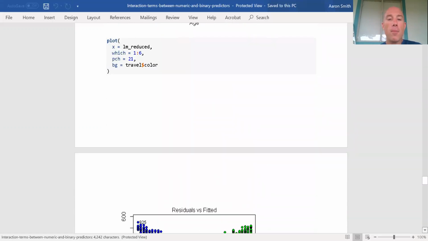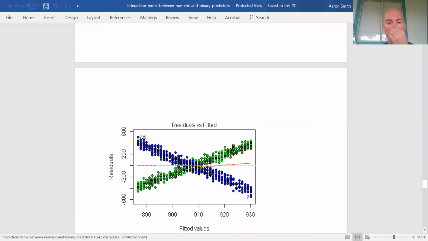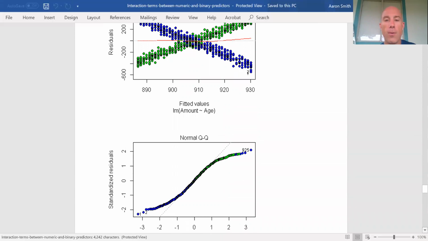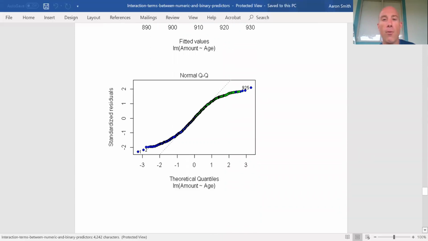Let's do the diagnostic plots. Do I see a pattern in my residuals? That looks like an X. Yes, I see a pattern. This is bad. I see a pattern in my residual plots. I go, oh no, oh no, oh no. Danger, Dr. Smith, danger. There's a little Lost in Space reference for you.